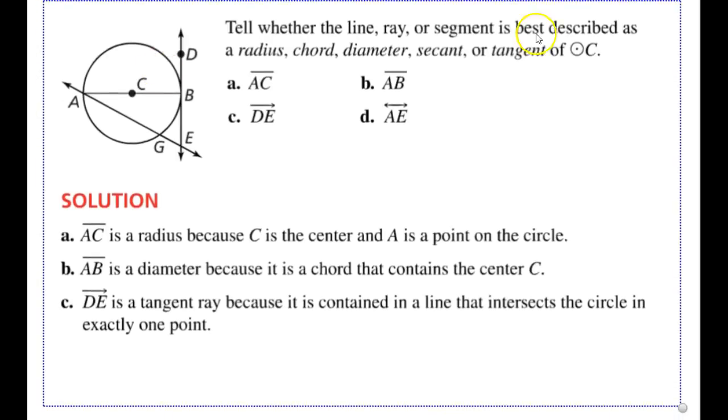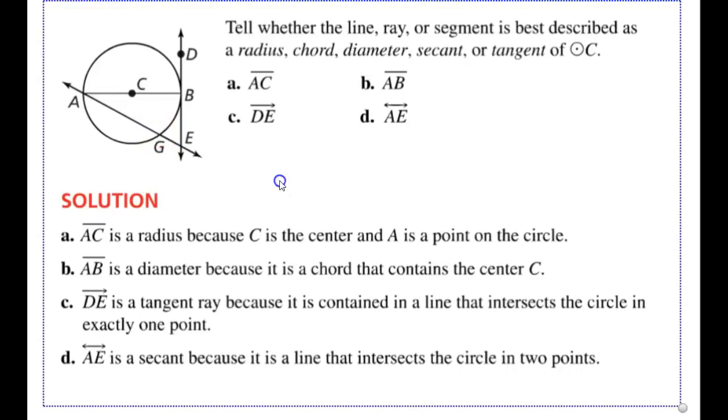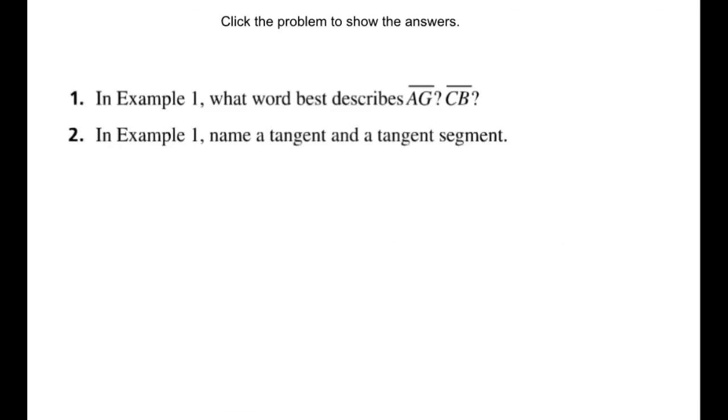So now let's look at part D, line AE, and I see it's a line because I've got those arrows. So I see here's A and here's E, and I'm going through the circle, touching it in two places, so I know that that is going to be a secant line, right? Because it continues on in both directions, but it still touches in two points. So now I want you to go back and look at what these other things are, how you would describe them.